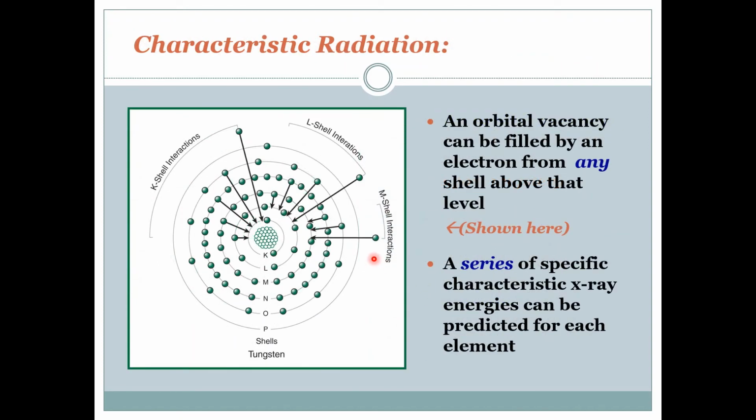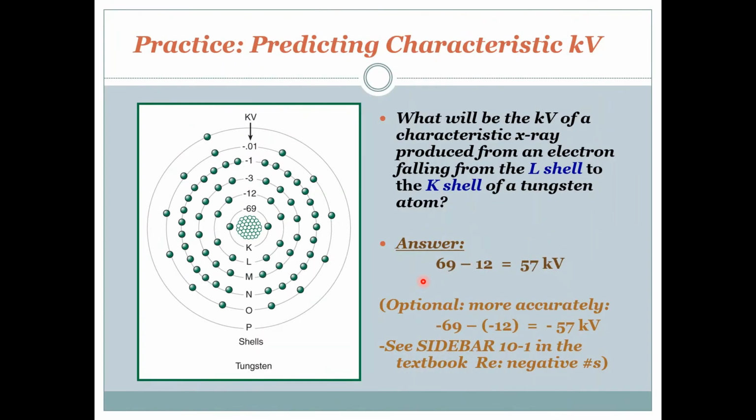So there's your characteristic cascade. An orbital vacancy can be filled by an electron from any shell above that level. A series of specific characteristic X-ray energies can be predicted for each element then. In all honesty, we really only care about the K shell ionization, the ejection of the K shell electron, because that's the only interaction that's going to be able to create an energetic enough X-ray photon.